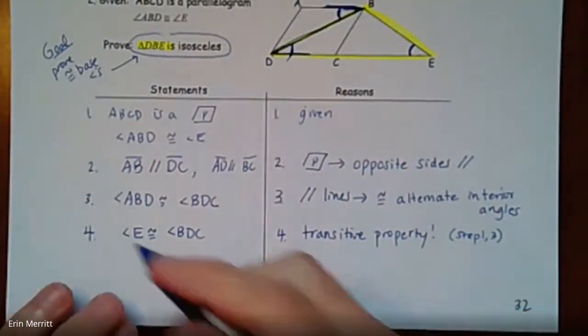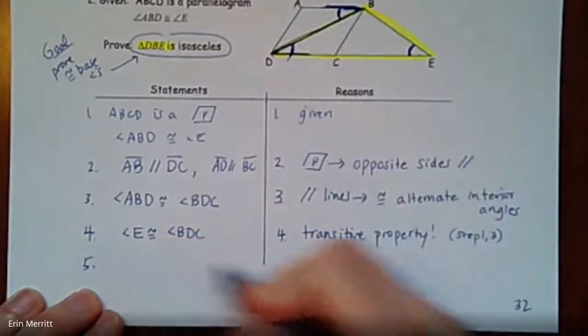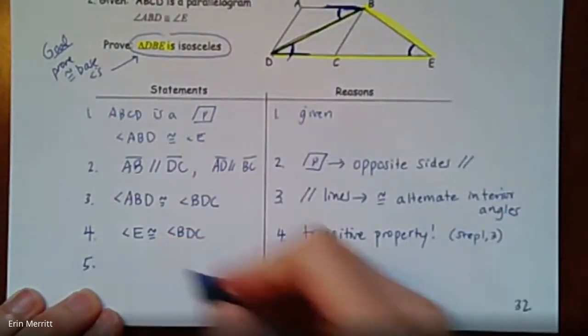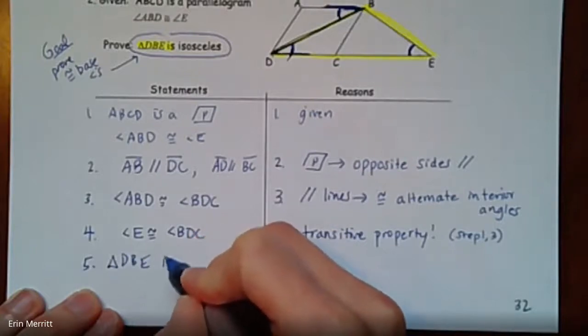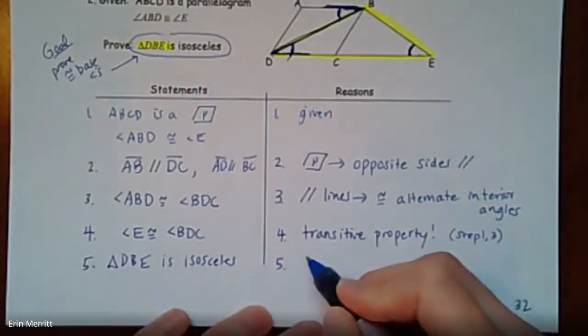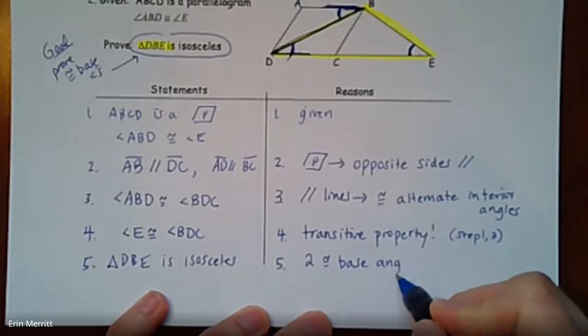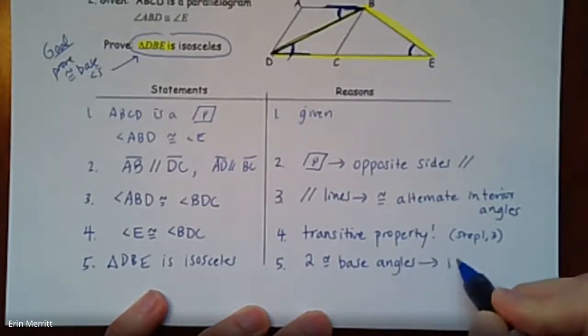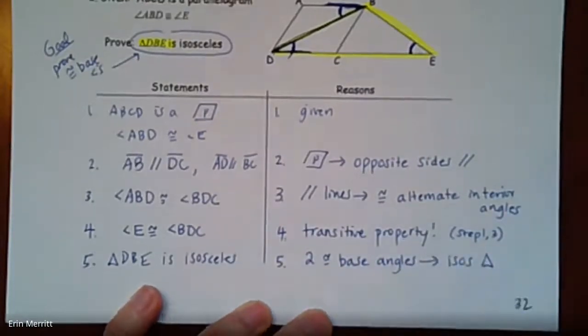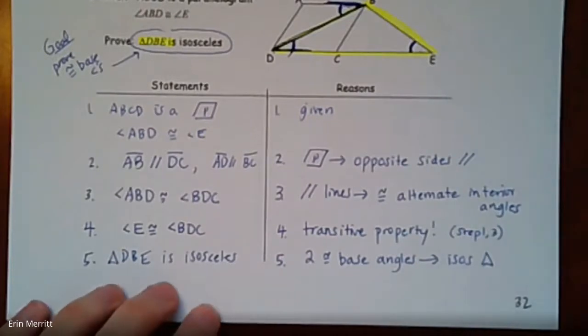All right, well, now that we have this angle congruent to that angle, those are congruent base angles, and we can say that triangle DBE is isosceles because two congruent base angles means I have to have an isosceles triangle. Ooh, that's a proof we haven't seen in a little while, the idea of using the transitive property to get to our final steps.